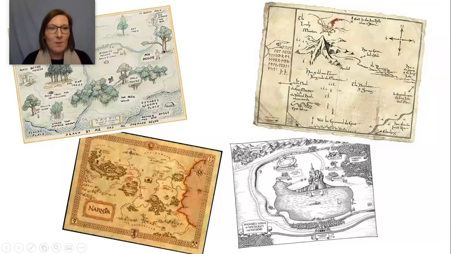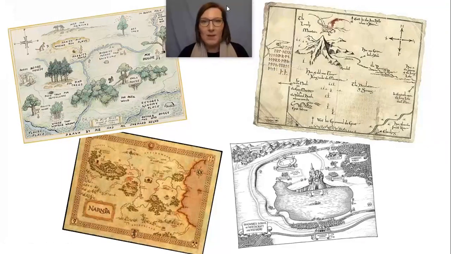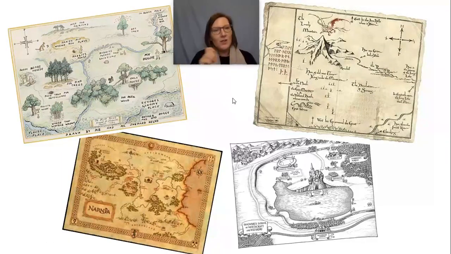Now, I'm just going to move my picture to the middle. These are some story maps from some different stories. So this one in the corner over here is from Winnie the Pooh. This one here is from The Hobbit. This one here is from Narnia. And this one here is from Harry Potter. Now, these story maps are inside the books, and they show the different areas where characters have been in the story.